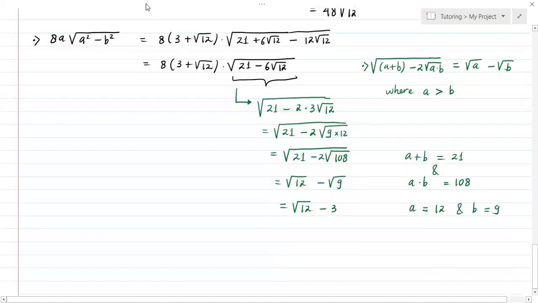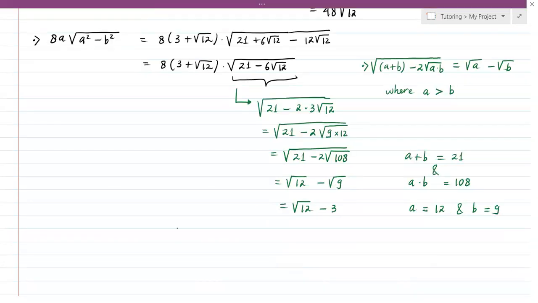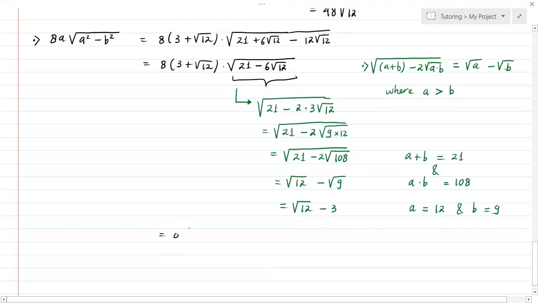And then we can continue our calculation here. We have 8 multiplied with 3 plus root of 12, and then multiplied again with root of 12 minus 3. So here we have 8, and then we have 12 minus 9. So it will be 8 multiplied with 3, so here we have 24.